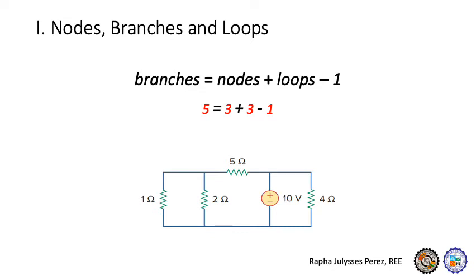So that's how you would have some sort of sanity check in order to assert whether you have arrived at the correct number of branches, nodes, and loops. You cannot have more or less. So you need to follow this equation right here in order to have some sort of checking.